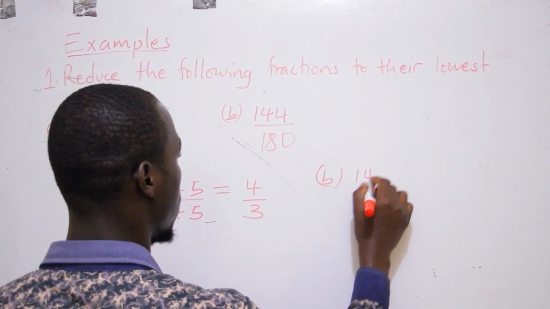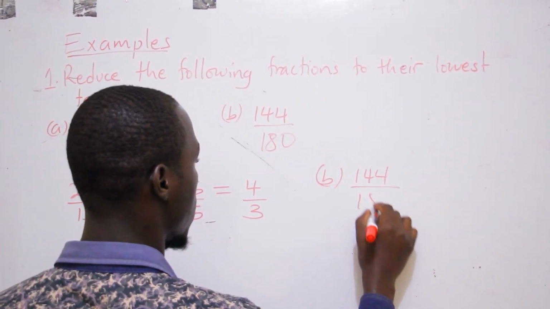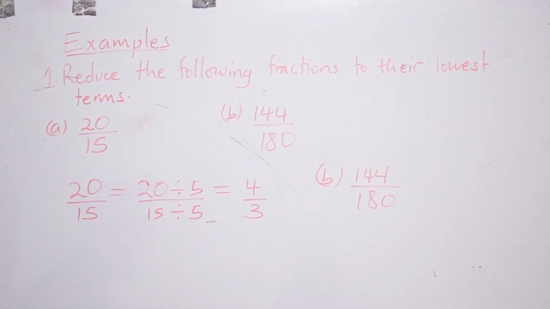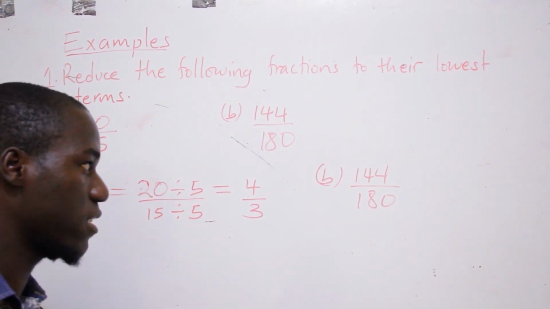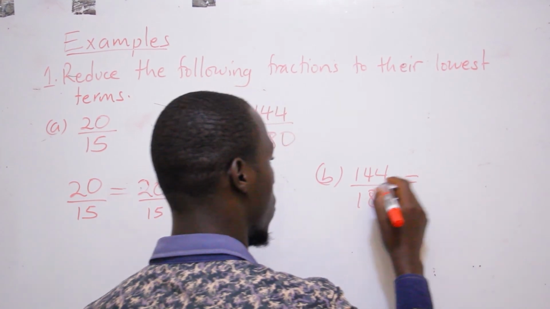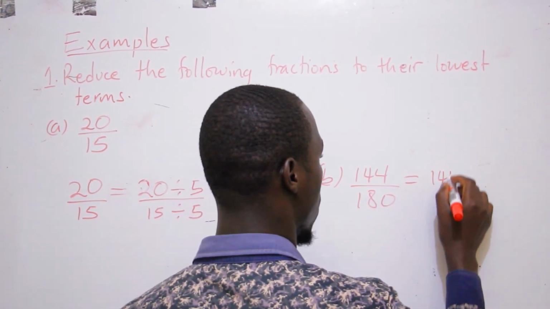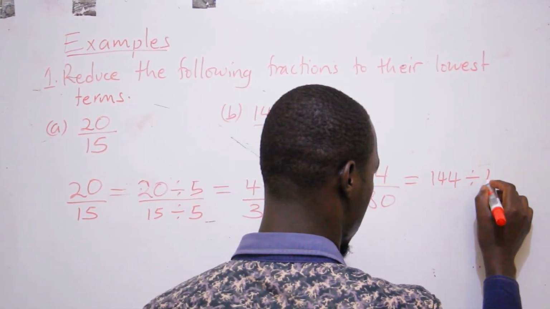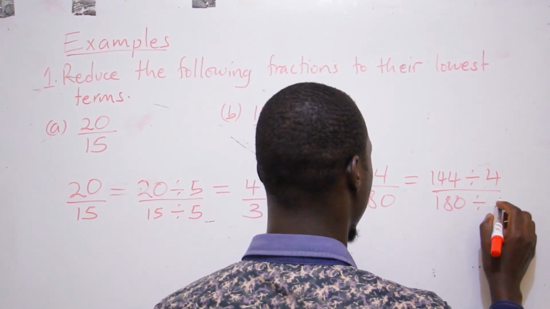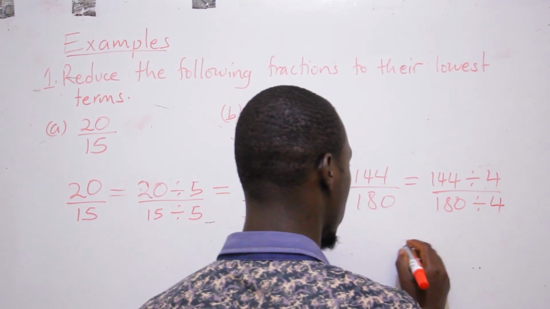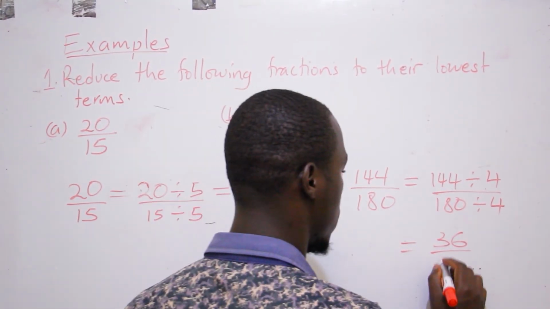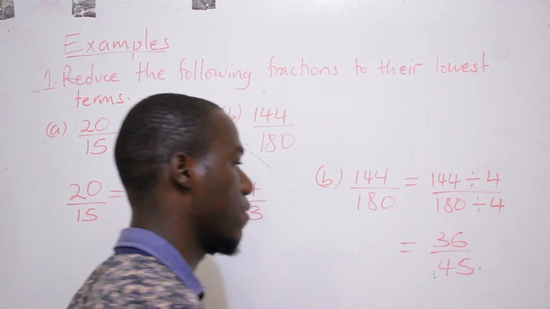So my part B, I'm having 144 over 180. I get a common factor that can divide both the numerator and the denominator and leaves no remainder. So dividing 144 by 4 and 180 also by 4, I get 36 in the numerator, and the denominator gets 45.